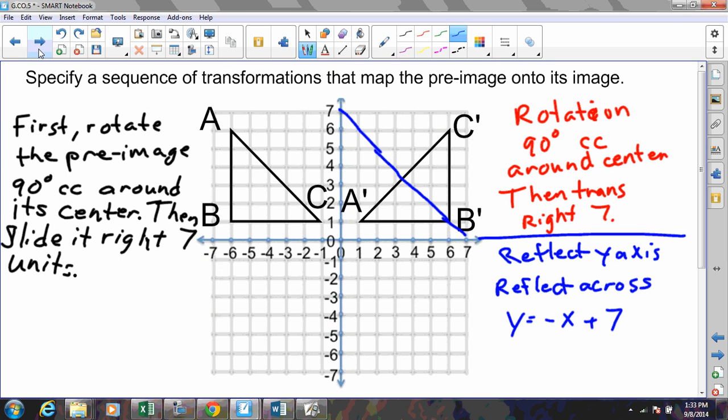Same thing happened with our second problem. A went to B, went to C, it was labeled in a counterclockwise fashion. Same thing with A prime, B prime, C prime, which was labeled counterclockwise, so the directions of the labeling were the same. Because the directions of the labels were the same, that's a good indicator that we had a rotation.